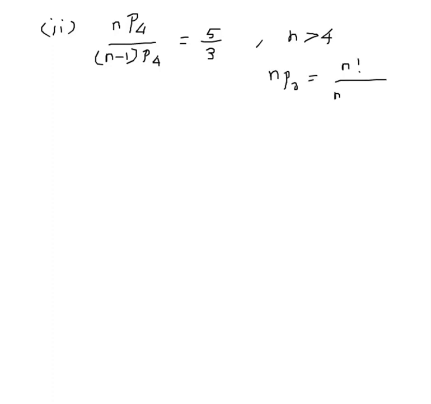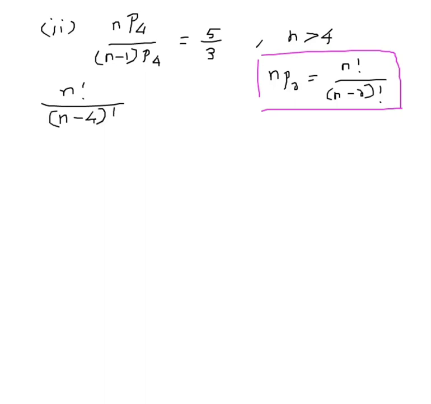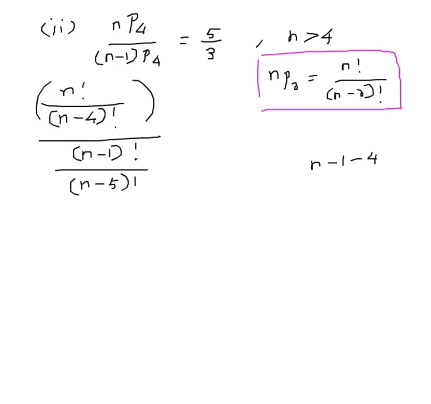nPr is n factorial divided by (n minus r) factorial. Let's make use of this formula. n factorial divided by (n minus 4) factorial, this is the numerator, divided by, the denominator is (n minus 1) factorial divided by (n minus 1 minus 4) factorial, which becomes (n minus 5) factorial, equals 5 over 3.